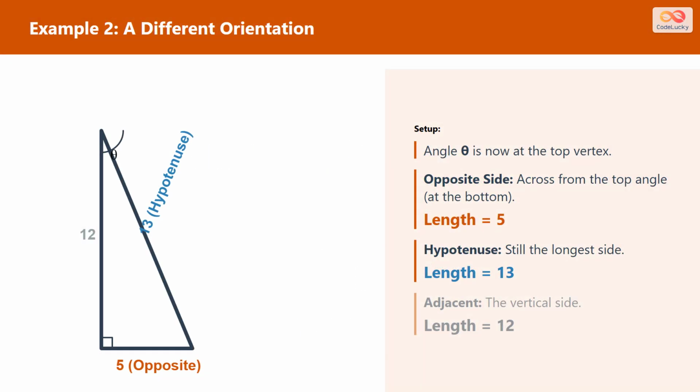Let's look at a triangle that is standing up. Notice the angle theta is now at the top vertex. This changes which side is opposite. The side facing the angle is at the bottom, with a length of 5. The longest side, the hypotenuse, is 13.